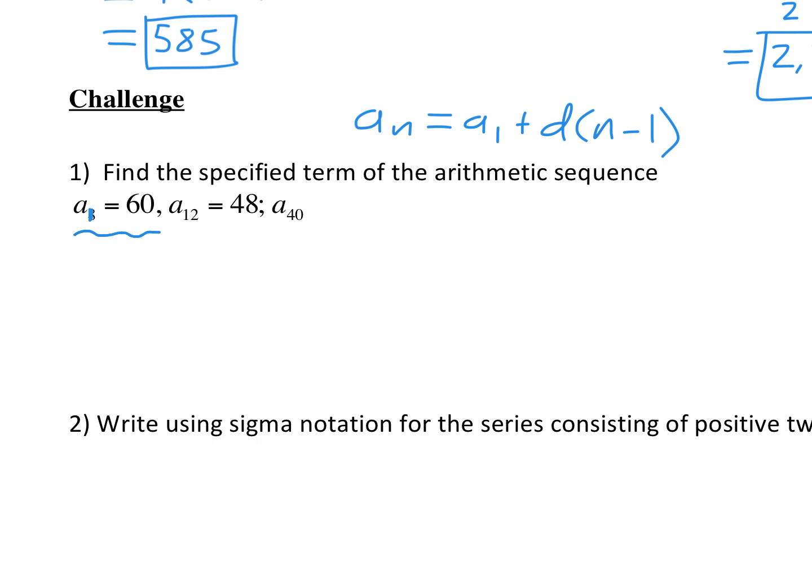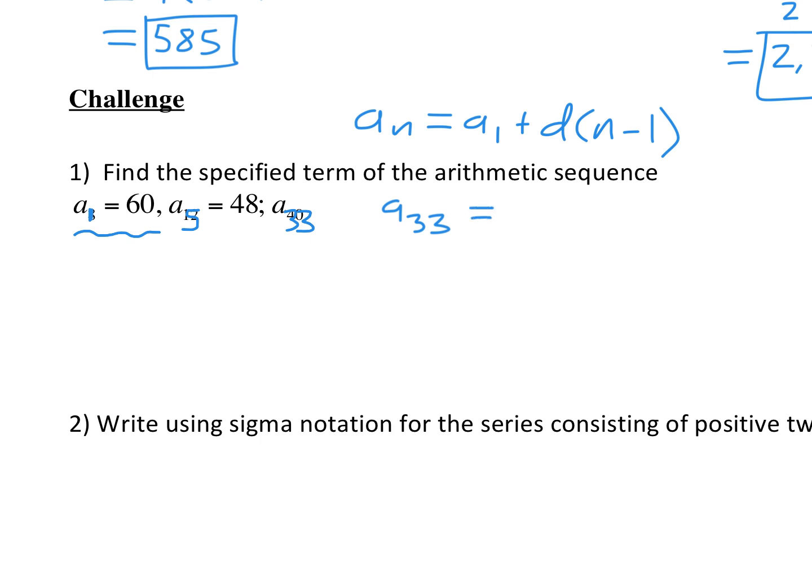Now notice, if I go from A8 to A1, I'm decreasing the n by 7. So if I just decrease them all by 7, it actually becomes a much easier problem. So then A12, if I decrease the subscript by 7, is now A5. And now we're looking for A33. All right, so now I'm going to plug into the formula. So I'm trying to find A33.